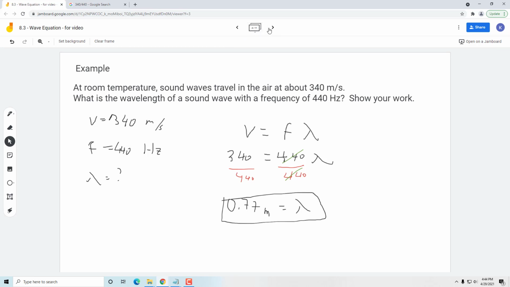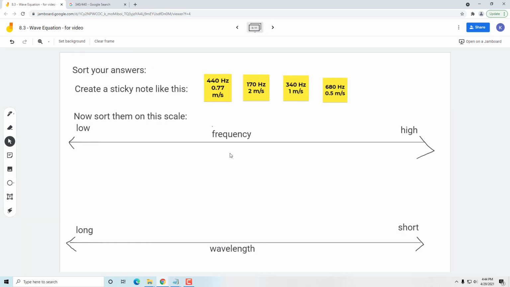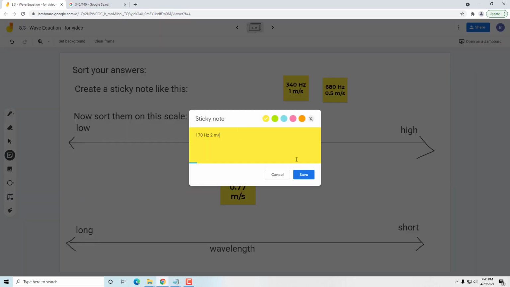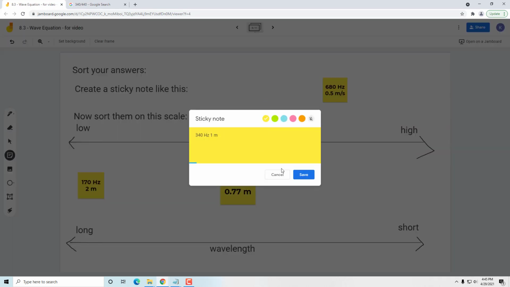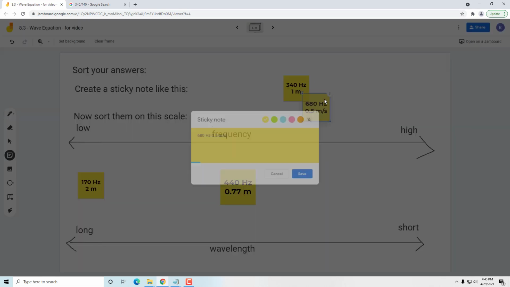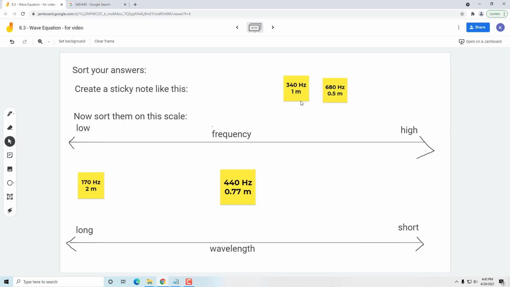What does that even mean? In class, we calculate different examples, and we find that when the frequency is 440, the wavelength is about 0.77. When the frequency is 170, the wavelength is 2. And we gotta be careful. The wavelength is not meters per second, it's meters. Let's get the units right. When the frequency is 340 and 680.